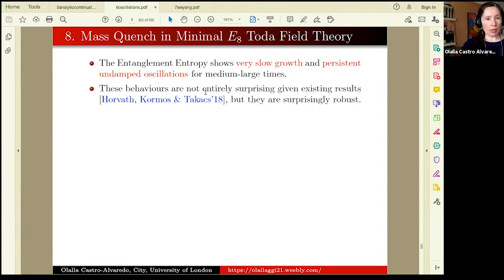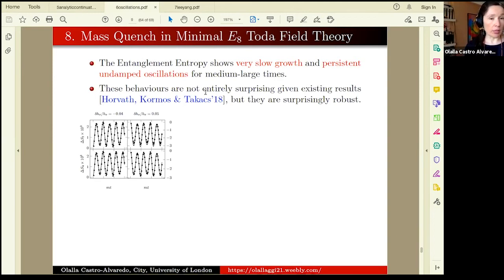It turns out that the numerics agree very well with the prediction, in particular with the prediction that there are undamped oscillations. And this is not entirely surprising because there's a previous work where people looked at other observables and they also saw, for similar reasons, persisting oscillations, in particular in the order parameter, the one-point function of magnetization.